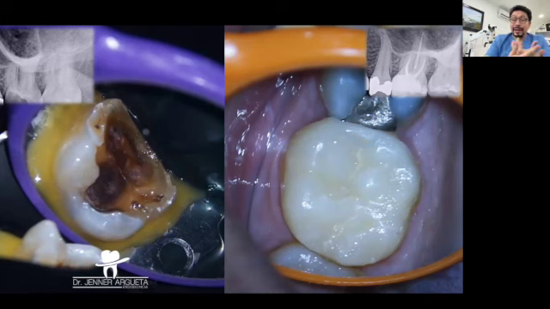Because of the help of the microscope, I was able to take pictures, to record the videos, and I was able to get all that digital material for showing that to you now.